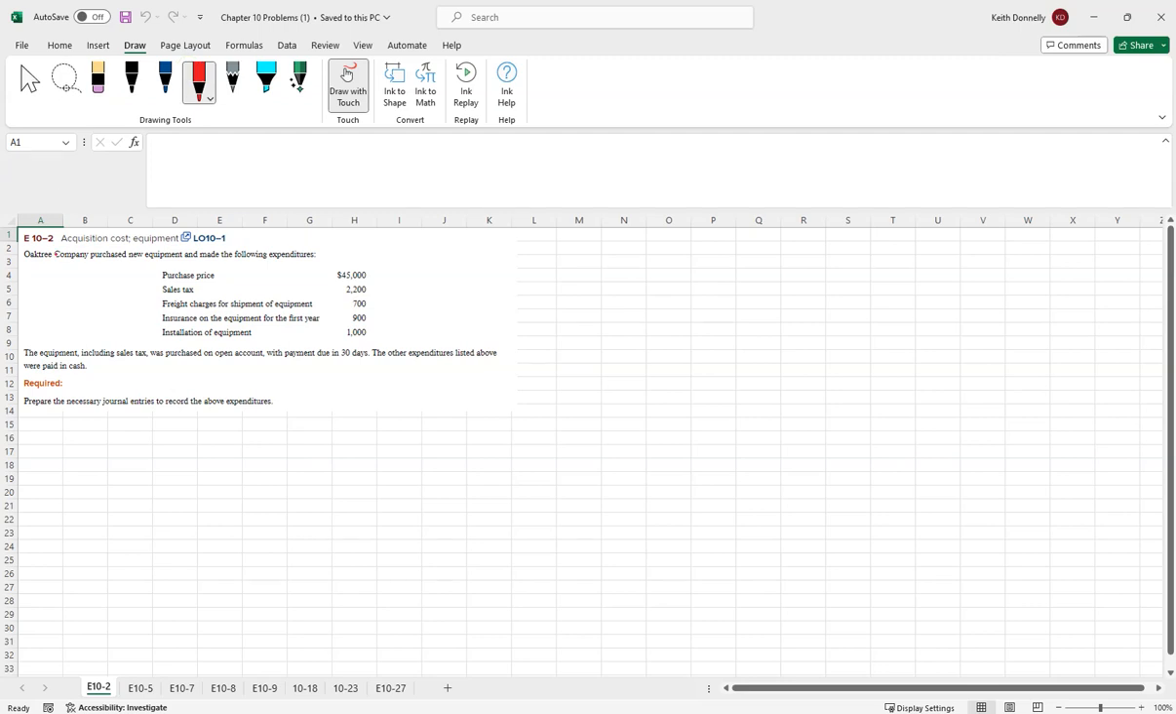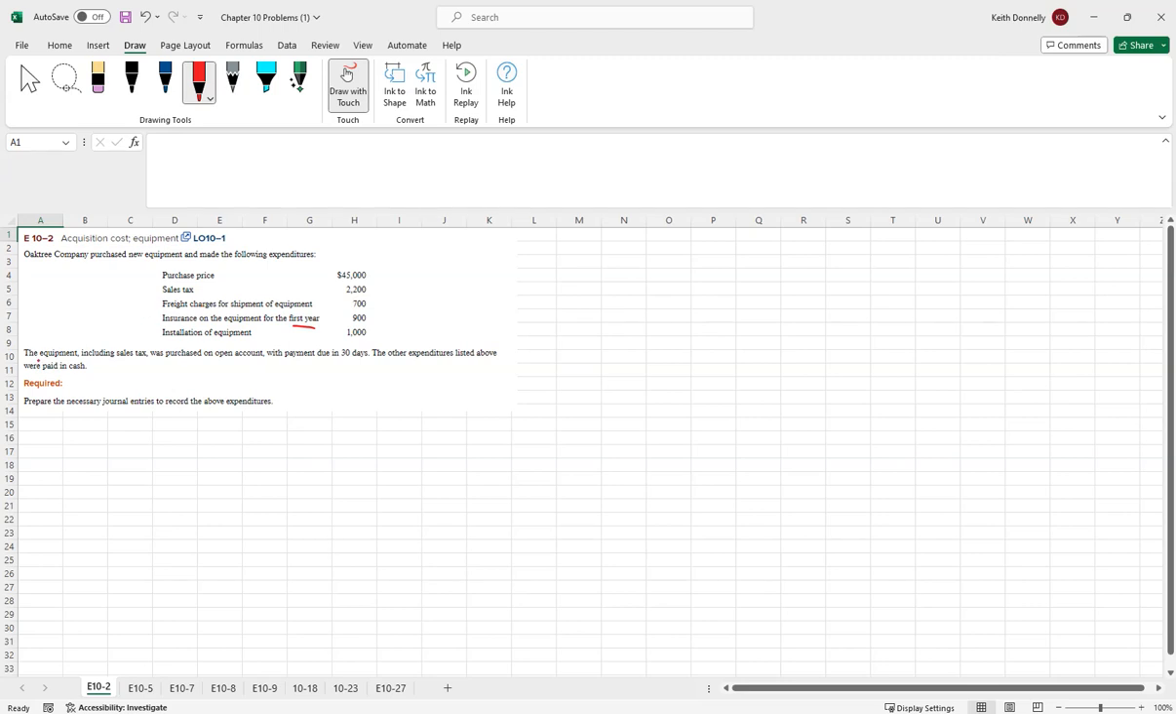Okay, so we're starting here. We have a company, they purchased some new equipment and they made the following expenditures, right? There's the purchase price, sales tax, freight charges, so it's like shipping, insurance for the first year, and then installation of equipment. So this insurance isn't like while it's in transit. Instead, it's for like the first year we own the thing.